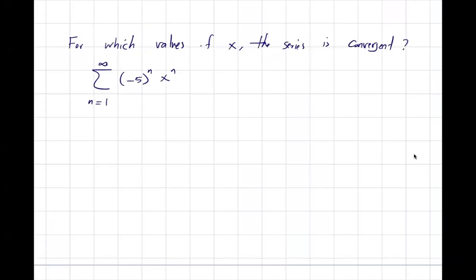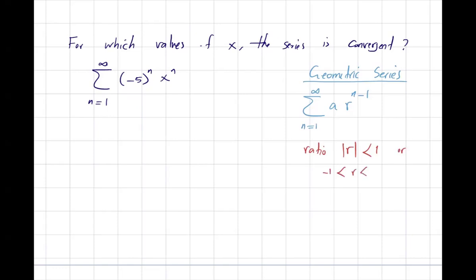For which values of x is the series convergent? First of all, remind yourself of a geometric series. A geometric series was defined as the summation of a times r to the power n minus 1, starts from 1, goes to infinity, and as long as the ratio r has the following properties: absolute value of r is less than 1, or r is bounded between -1 and 1, this is convergent to a divided by 1 minus r.